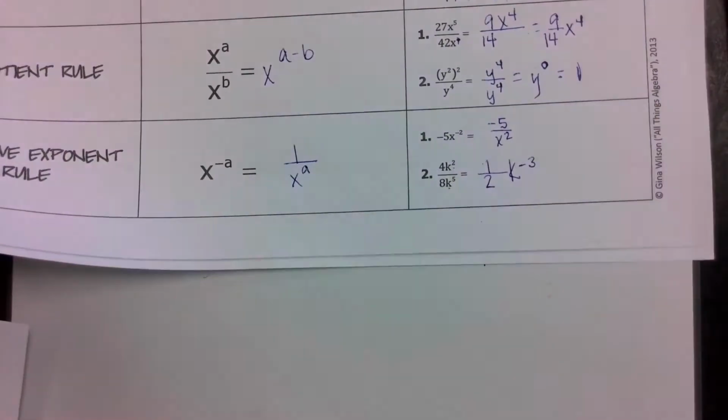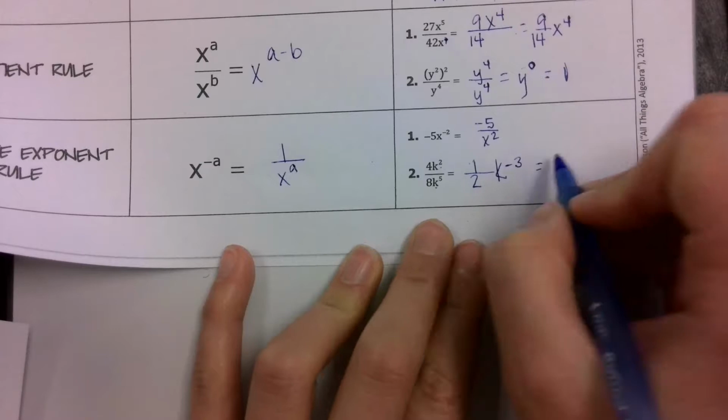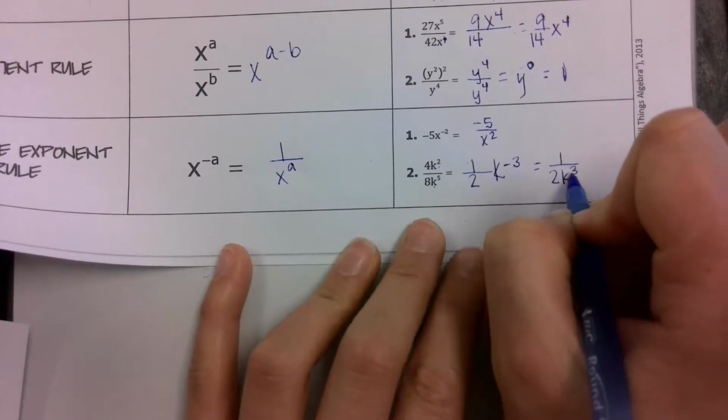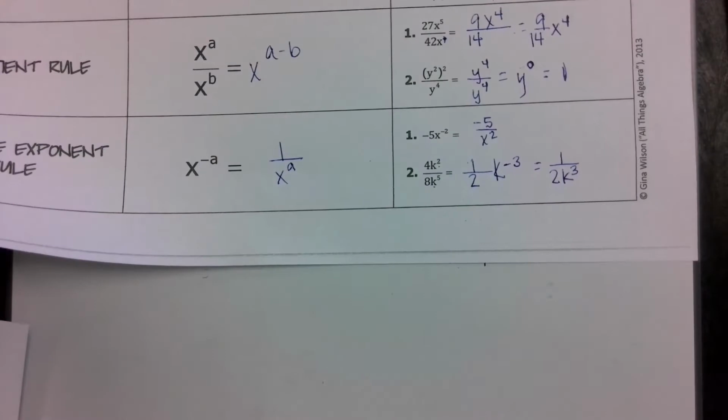And what do you do with negative exponents? Move it to the bottom. So we've got 1 over 2 k to the 3rd. Is that okay? Yes, maybe? Questions on that?